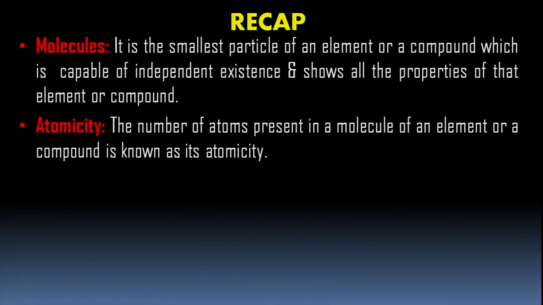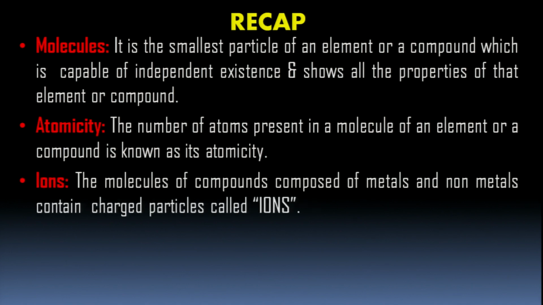Okay children? Then we had learnt about atomicity. What is that? Yes, you remember. The number of atoms present in a molecule of an element or a compound is known as its atomicity. Ions, the same during electrolysis, positive and negative. Yes, the molecules of compounds composed of metals and non-metals contain charged particles called ions. They are cations and anions.